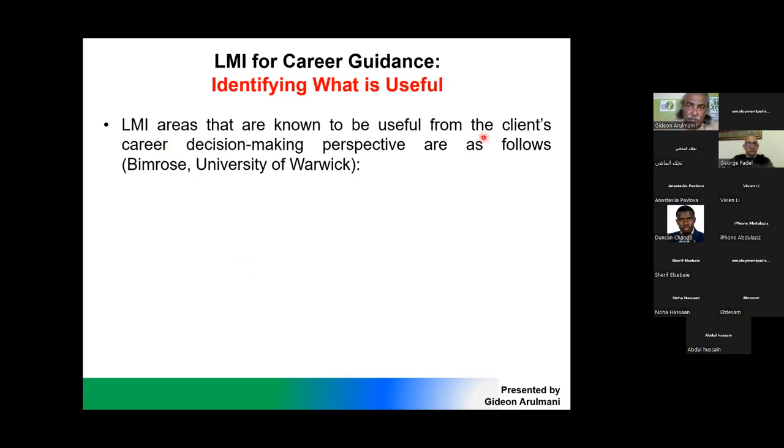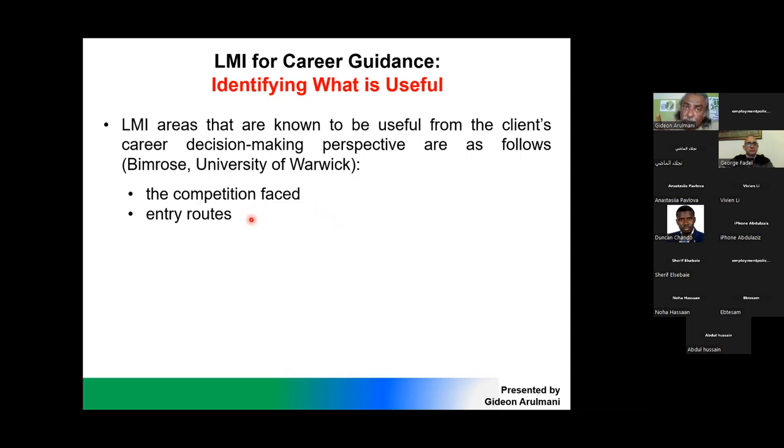The LMI areas that are known to be useful from the client's point of view are, what is the competition that I am going to face? If you take engineering in India, or take medicine in India, as I said to you earlier on, 17 lakh, 1.7 million young people write the medicine entrance every year in this country, right? How many places are there? 90,000. That's all. That many children are not going to make it. They don't know this. They don't understand. So what is the competition faced? Something that is important for us to give.